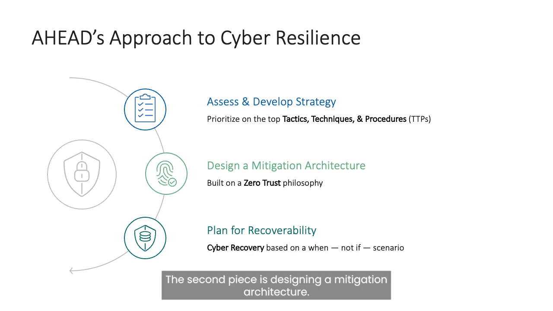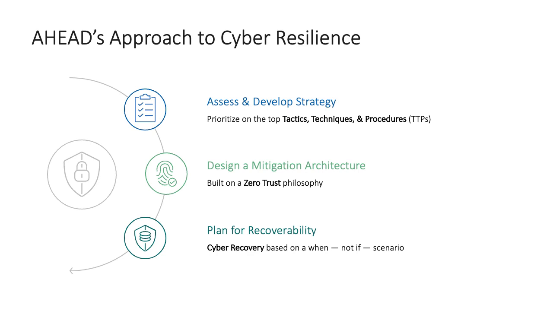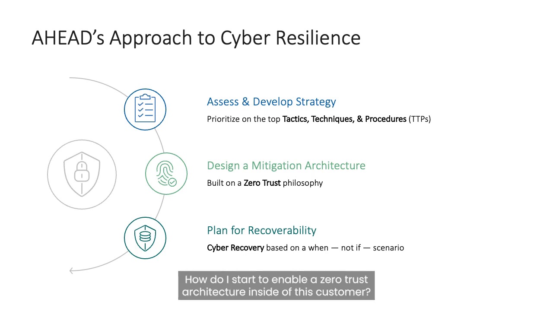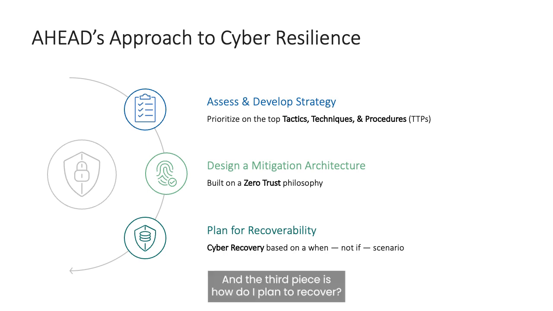The second piece is designing a mitigation architecture. This is how I protect those assets, and how I start to enable a zero trust architecture inside of this customer. And the third piece is, how do I plan to recover?